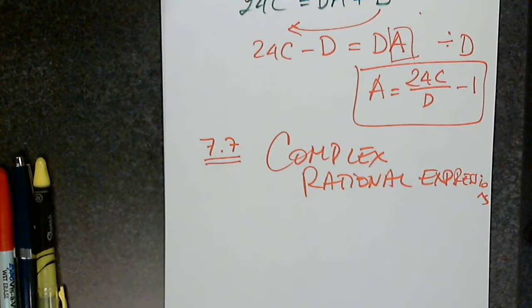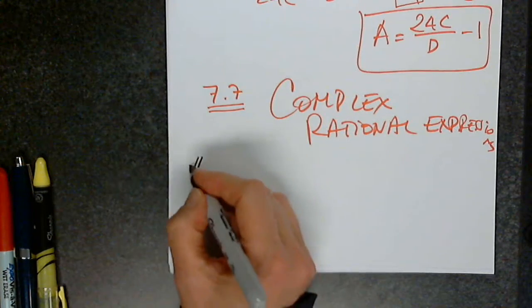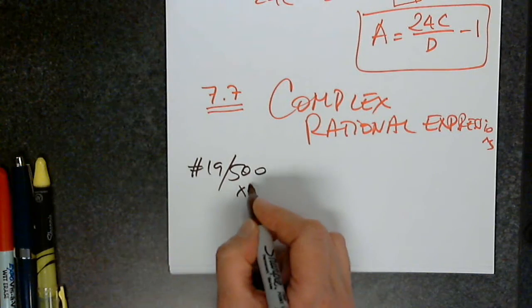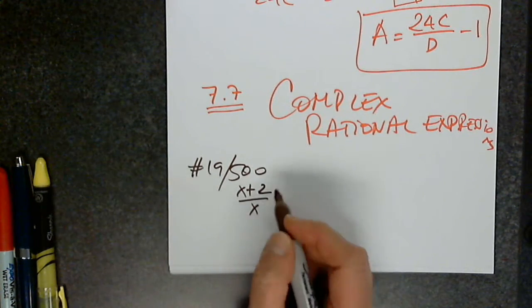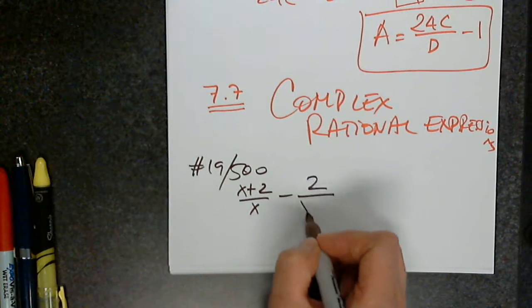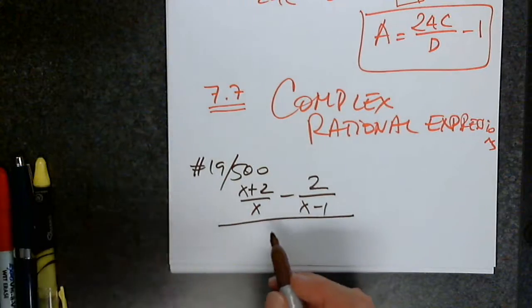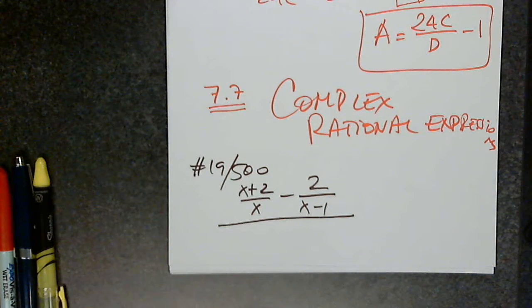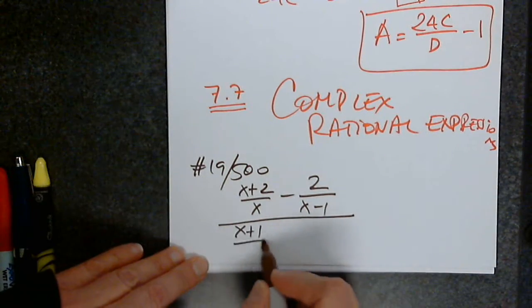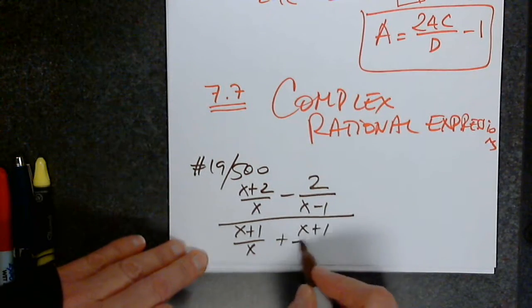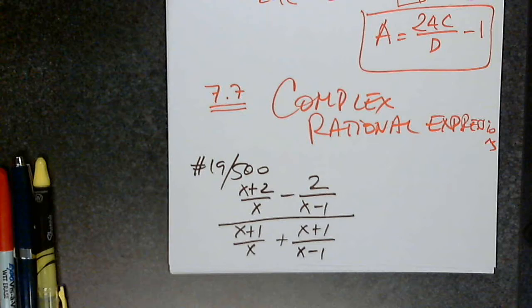Okay, let's start with problem 19 on page 500. X plus 2 over x minus 2 over x minus 1, everything over x plus 1 over x plus x plus 1 over x minus 1. Yep, I think I copied it correctly.